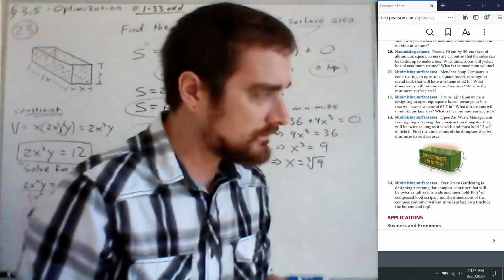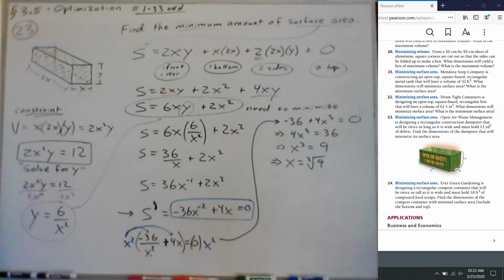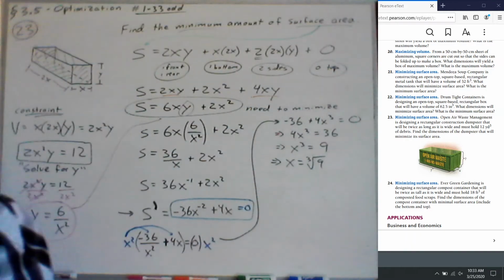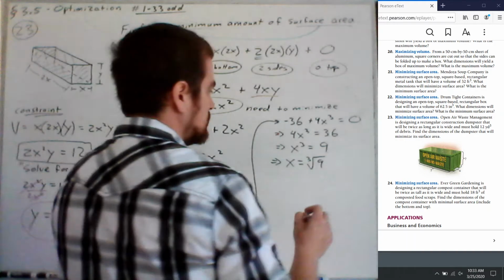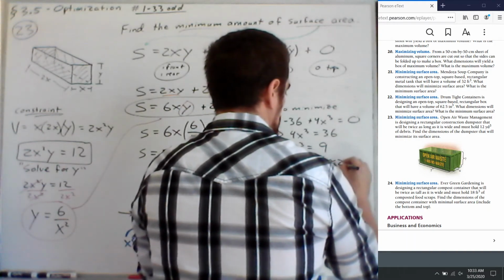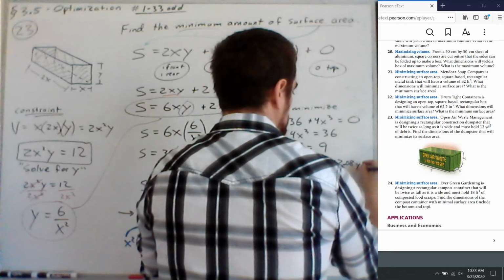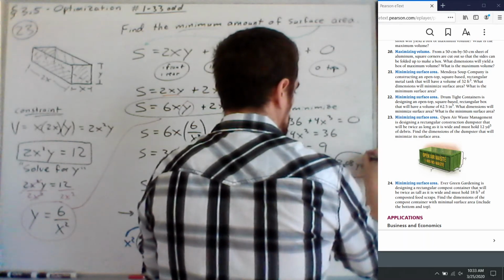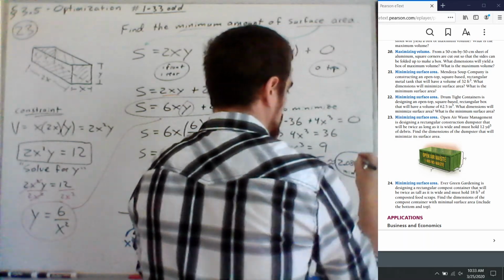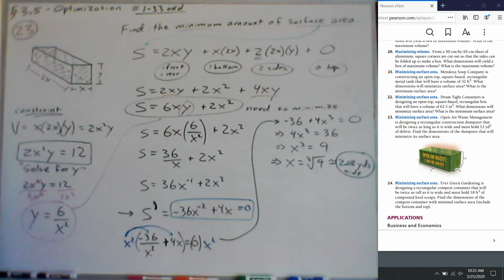And I have it written down, I approximated it somewhere. There it is. So I have this written down, and it's okay to approximate it at this point. This is about 2.08 yards. So it's about 2.08 yards wide.